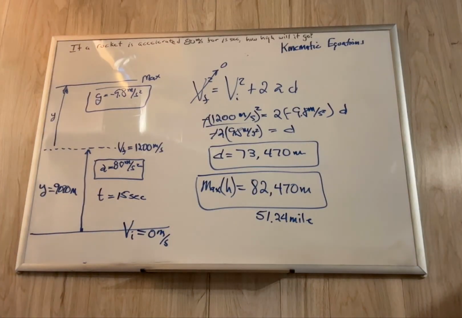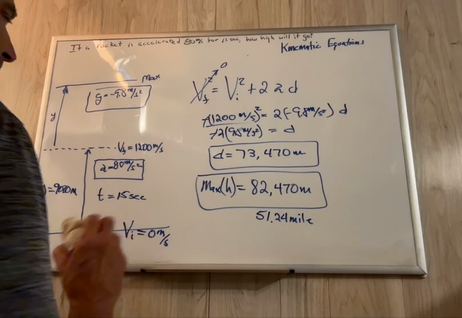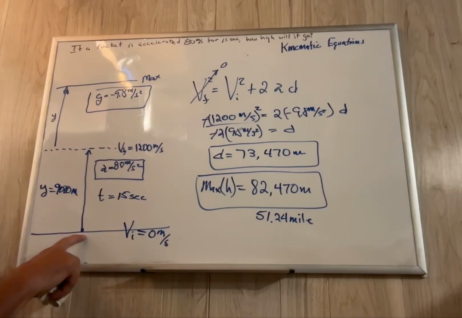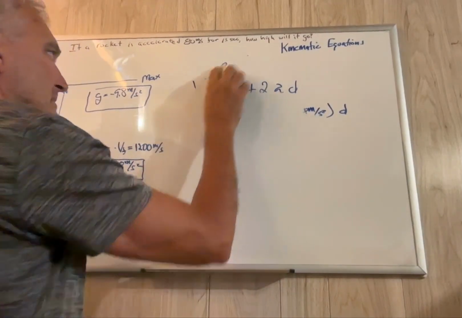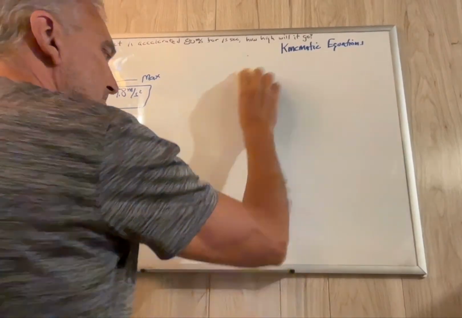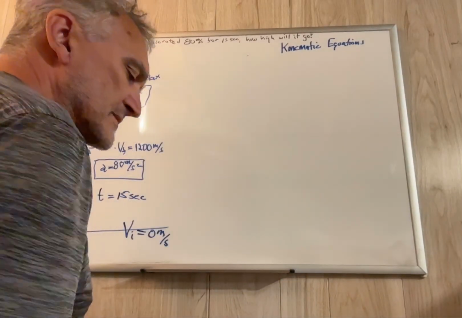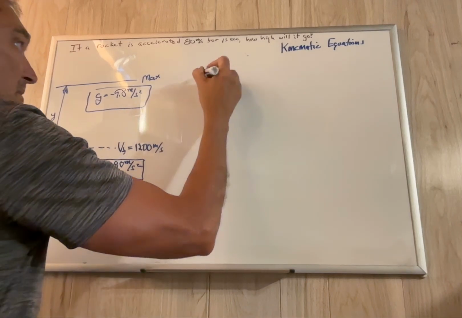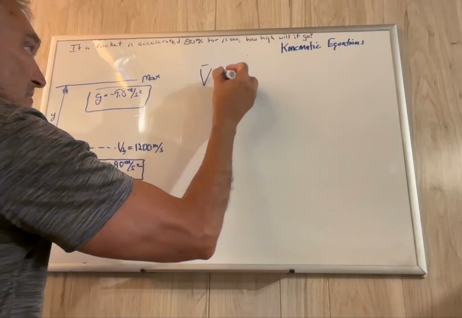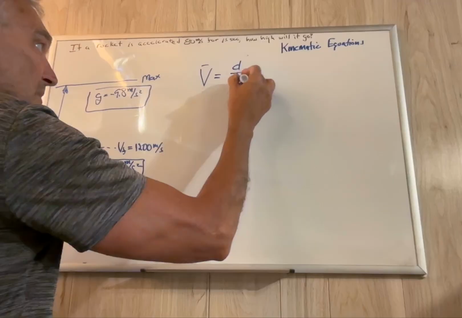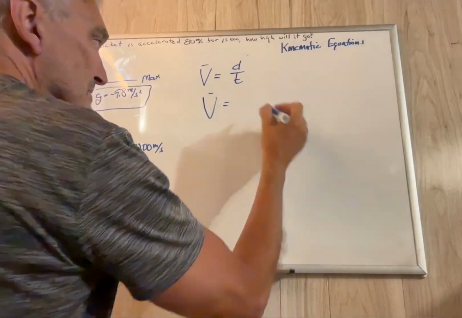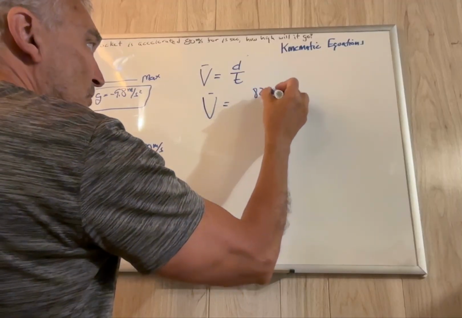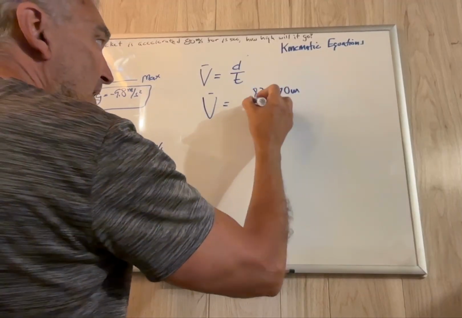Just for fun, let's find out what the average speed is between here and here. The average speed of the rocket. The average speed is going to be really simple. My velocity average is going to be equal to the distance it traveled divided by the time. Well, the distance it traveled was 82,470 meters divided by the total time.